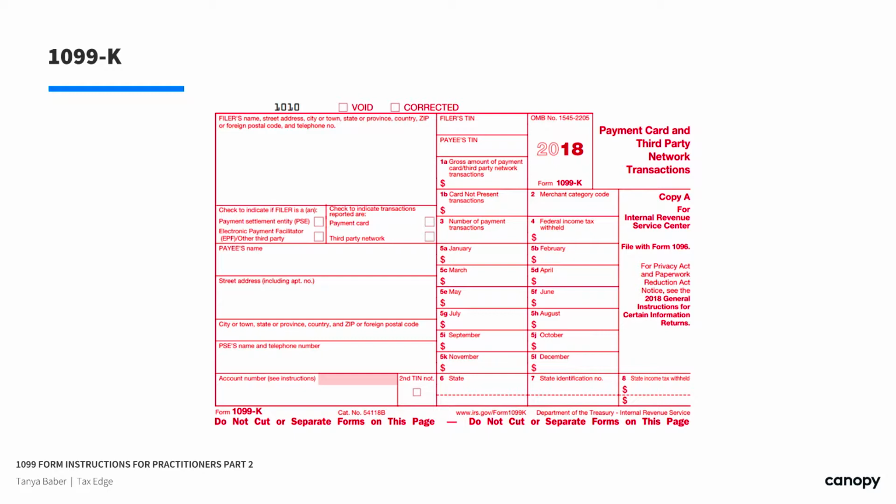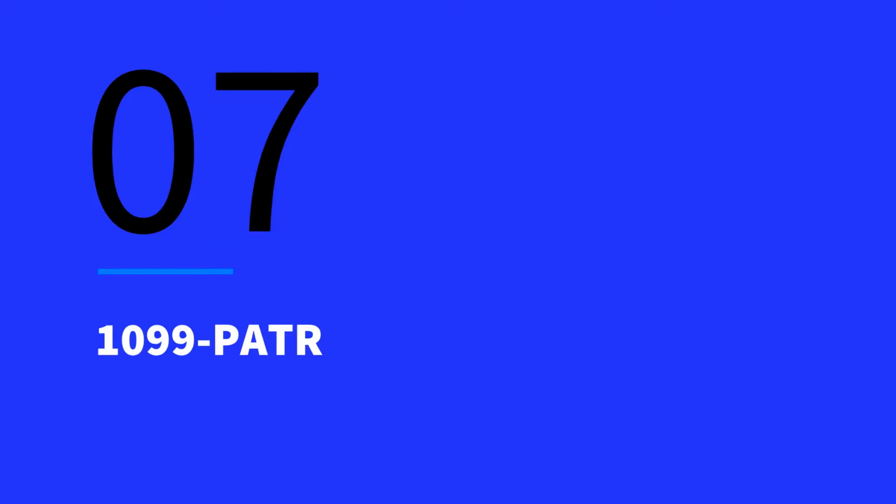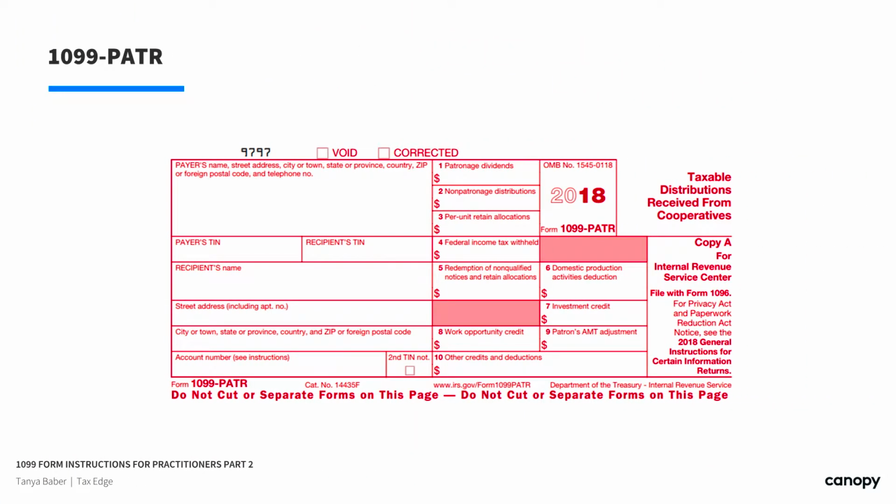The 1099 PATR. Well, we're going to cover it briefly because the IRS has become more diligent in matching income reported on this form. This kind of is, again, another theme. We're starting to see a lot more information matching being done. It's used by cooperative organizations to report dividends paid to members or owners.